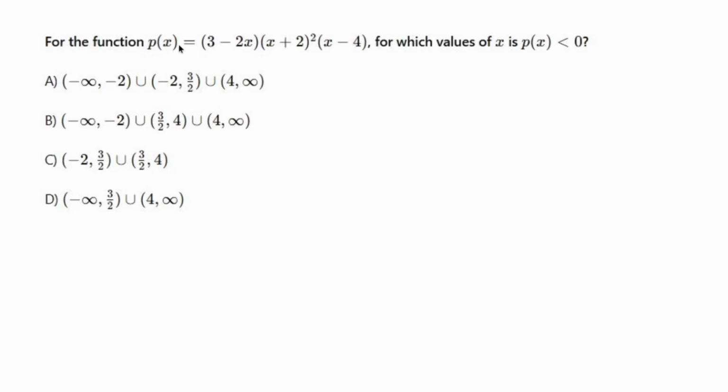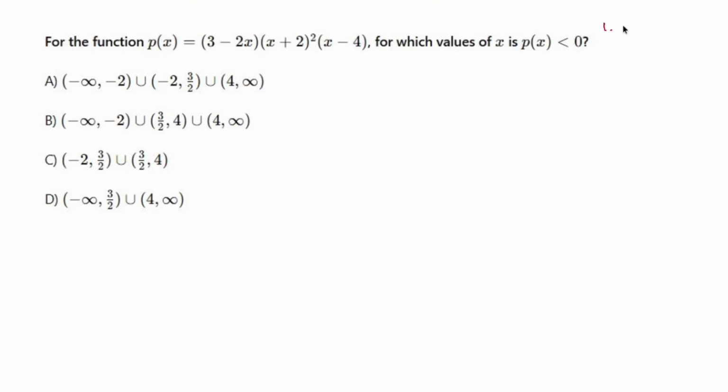For the function p of x is equal to 3 minus 2x times the quantity x plus 2 squared times the quantity x minus 4, for which values of x is p of x less than 0? All right, so we have ourselves a gross-looking polynomial. Whenever you're asked to find out where it's above or below the x-axis, you're looking at 3 things first.